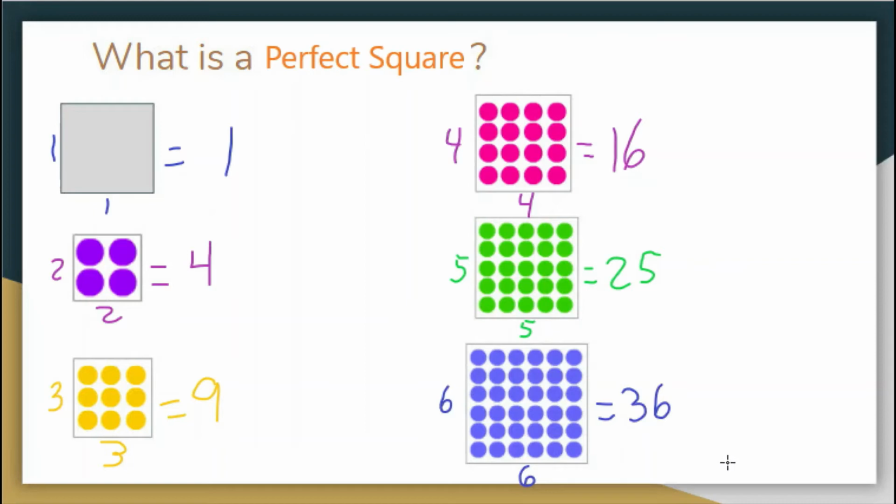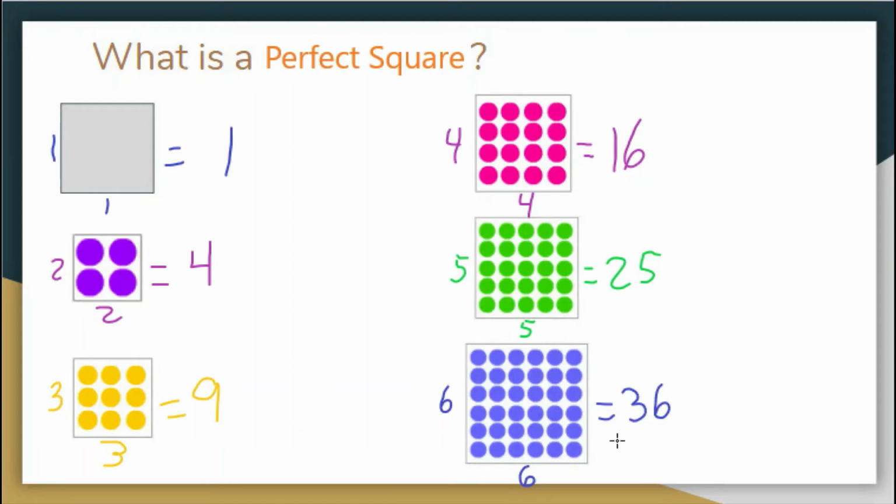And we can keep going on and on forever and try and figure out more perfect squares. But the key takeaway here is a perfect square is any whole number times itself. So 6 times 6. 6 times itself gave us 36. So 36 is a perfect square.